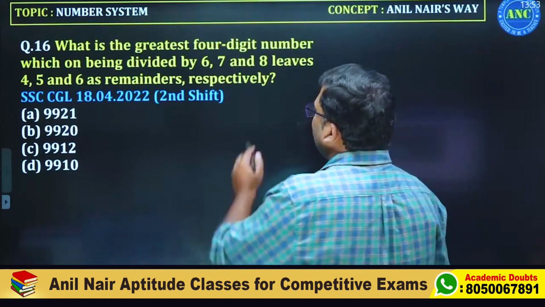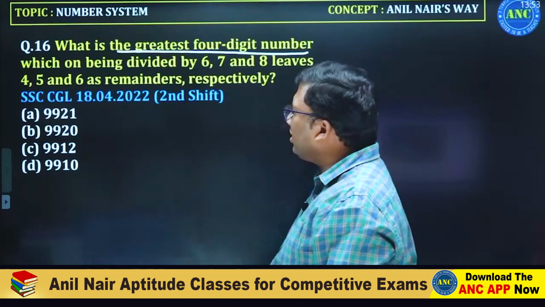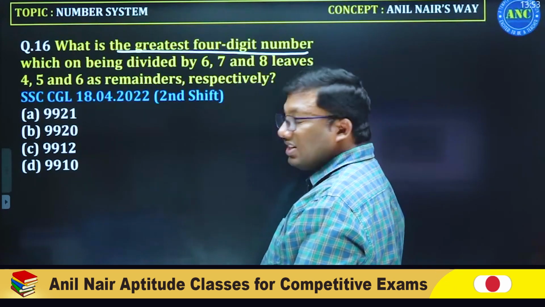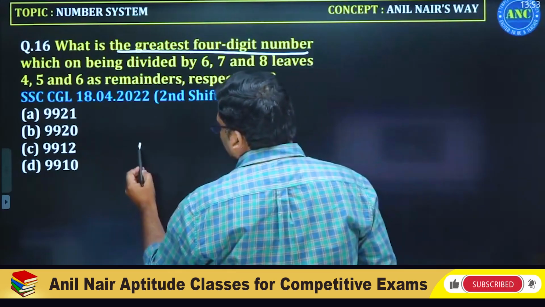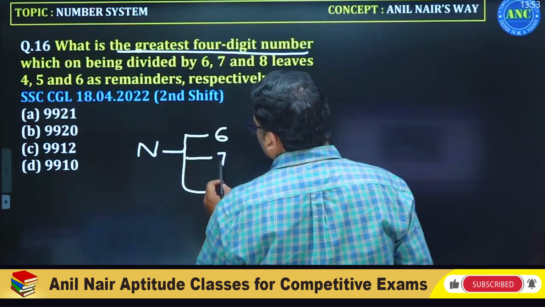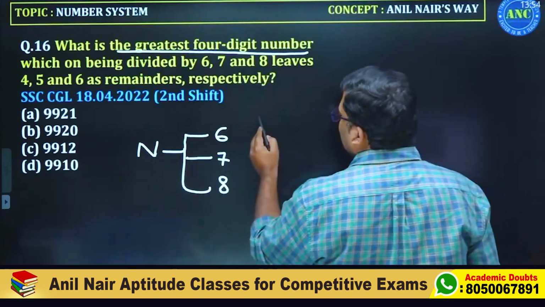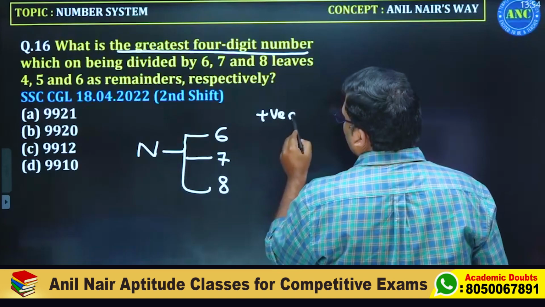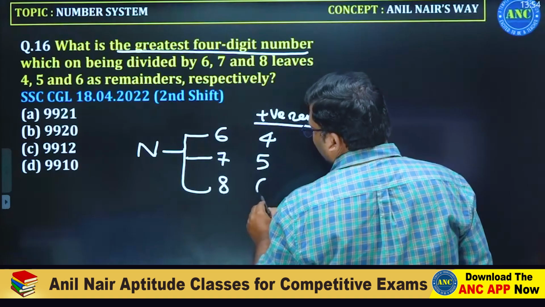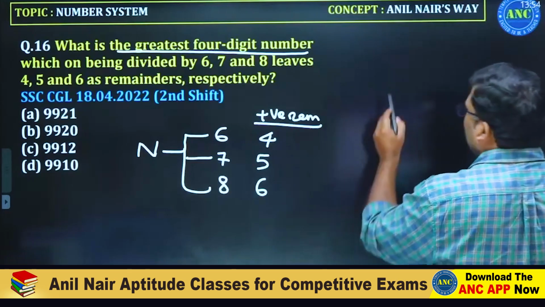What is the greatest 4-digit number which, when divided by 6, 7 and 8, leaves positive remainders 4, 5 and 6 respectively? Positive remainder. Now see here.